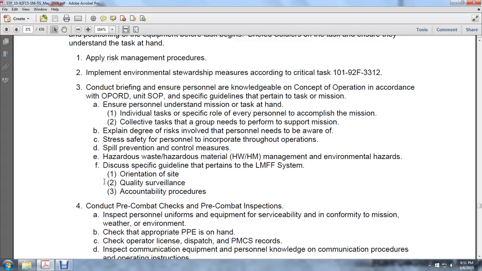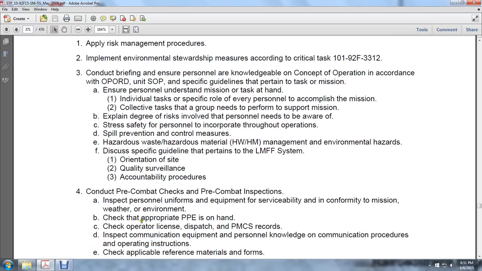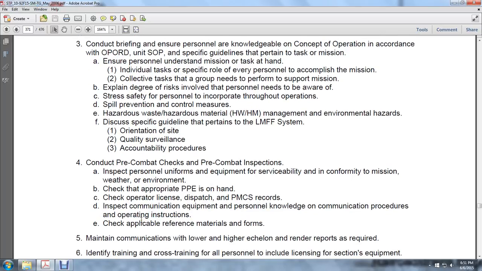Conduct pre-combat checks and pre-combat inspections. Inspect personal uniforms and equipment for serviceability and conformity to mission, weather, or environment. Check that the appropriate personal protective equipment is on hand. Check the operator's license, dispatch, preventive maintenance checks and services record. Inspect communications equipment, personnel knowledge of communications procedures, and operating instructions. Check applicable reference materials and forms.